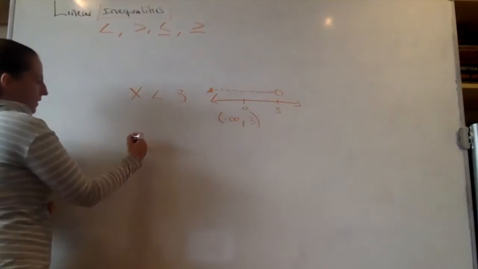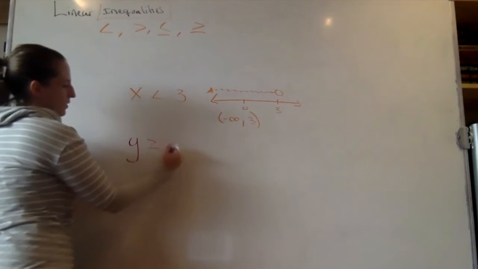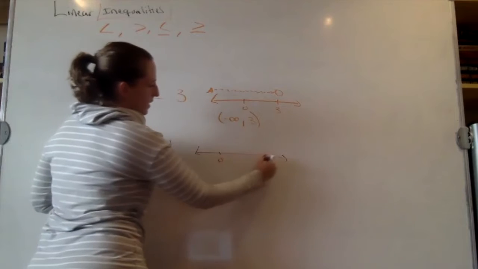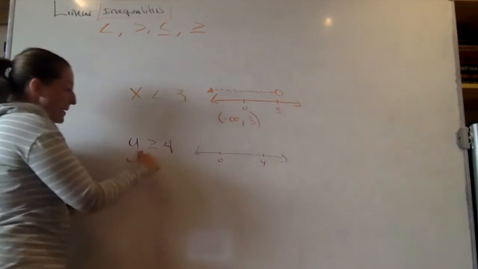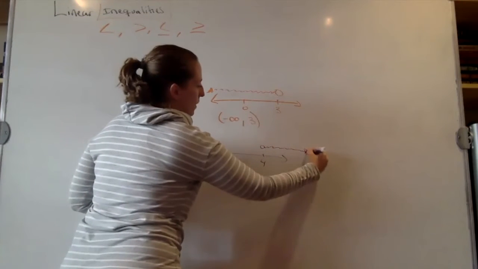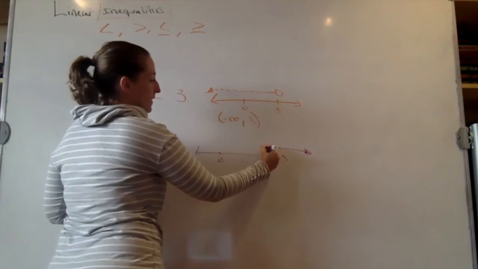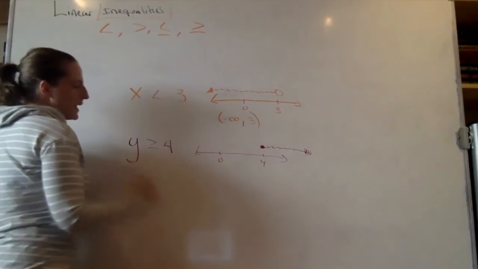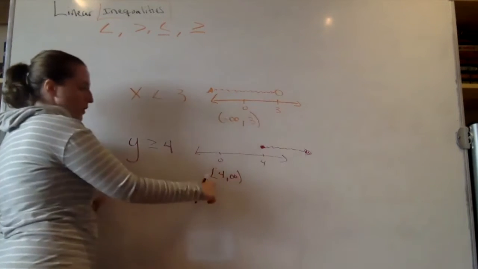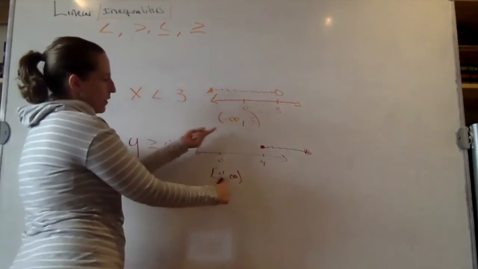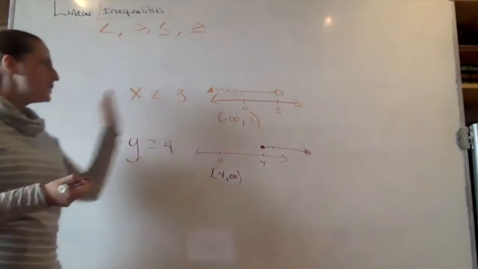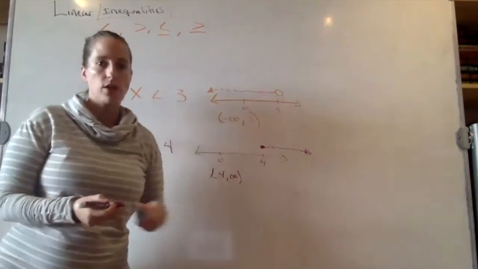Similarly, if we had something like y is bigger than or equal to 4, we could show this on a number line. If I have 0 here and 4 somewhere over here, y bigger than or equal to 4 is going to be everything to the right of 4. And since we're bigger than or equal to, we fill in that circle, showing that 4 is included. As an interval, this would be 4 to infinity. We're using a bracket because 4 is included. Remember, we always use parentheses with negative infinity and infinity, and we always work from left to right. So we start on the left and work our way to the right.